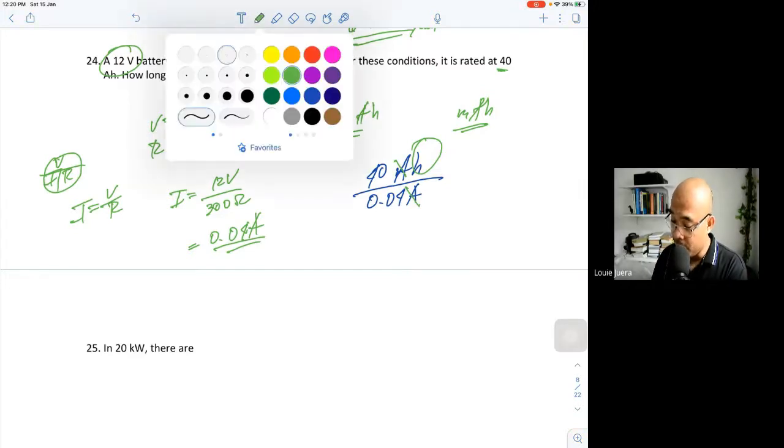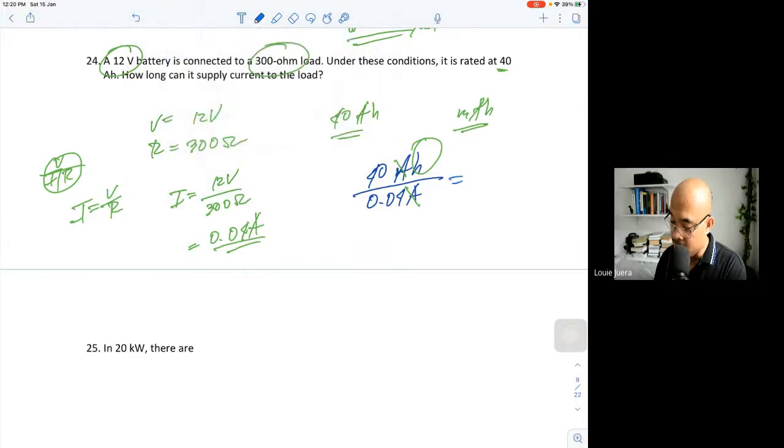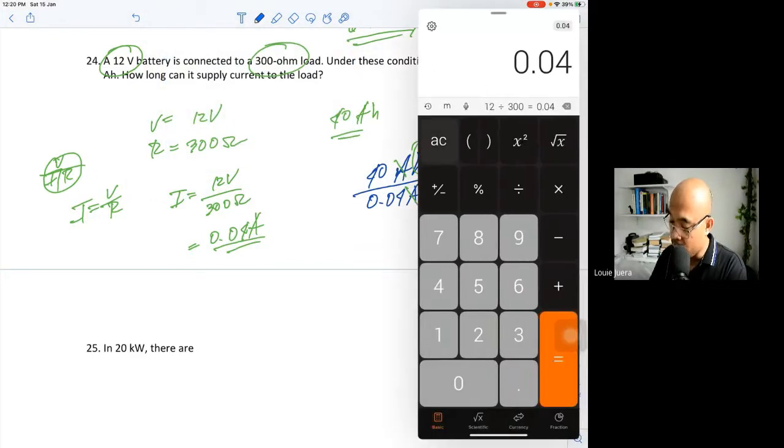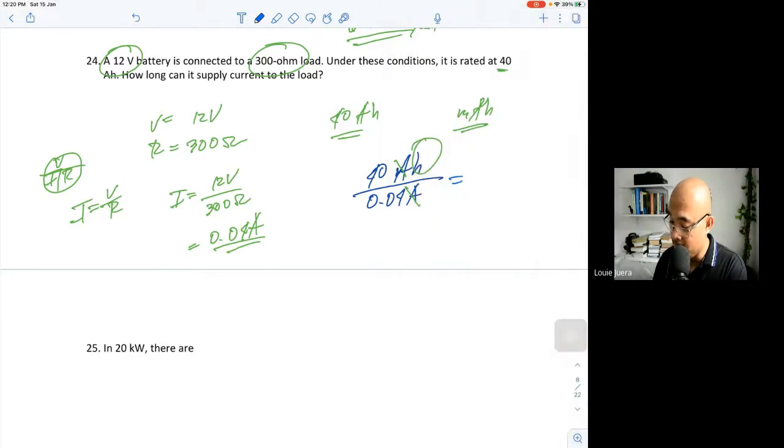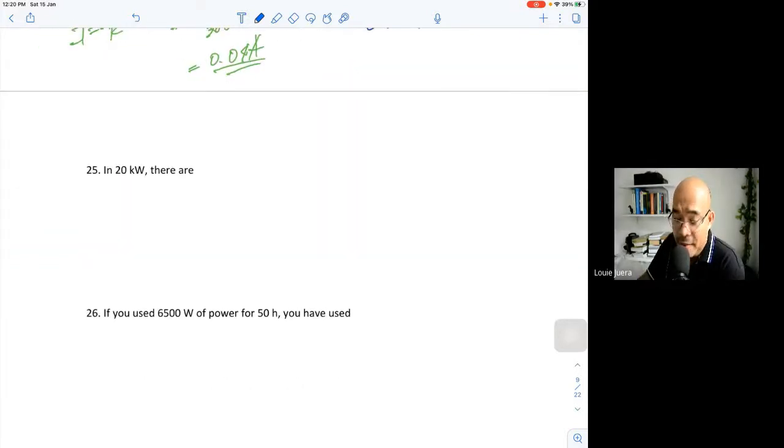Okay? So in this particular case here, you just have to divide the 40 by the current consumption, 0.04. So that is equal to 1,000. So in this particular case here, 1,000 hours. Okay? So in this particular case here, the battery can last up to 1,000 hours. Okay? So as simple as that. Number 25, let's proceed.